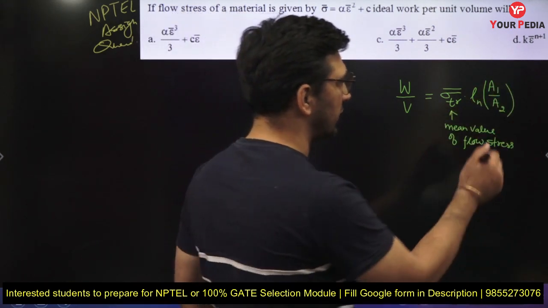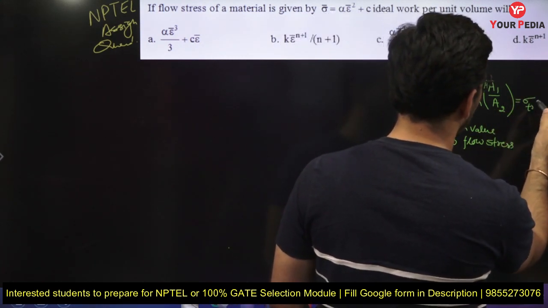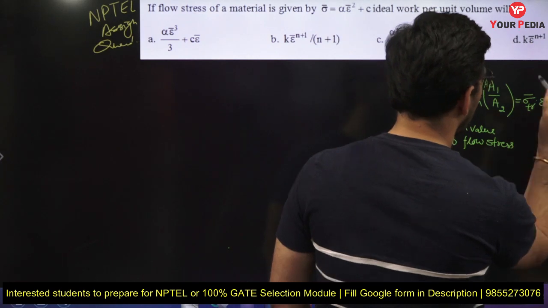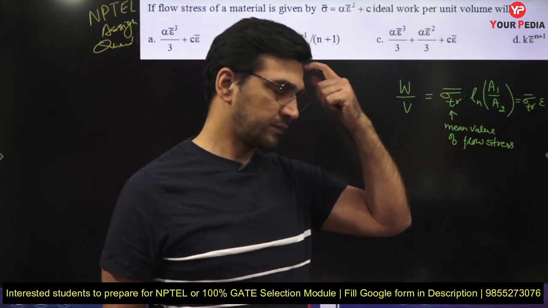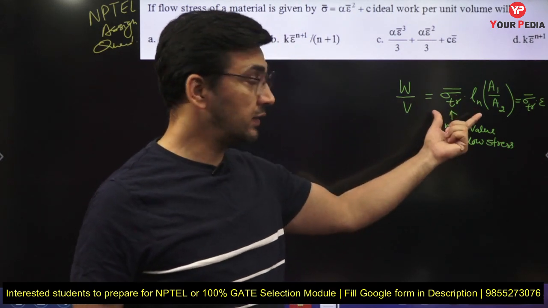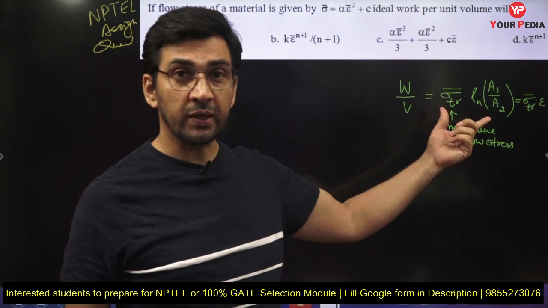Volume is going to remain constant. So if I want to write, I can also write it this way: sigma, the true value of stress, the mean value of flow stress, and epsilon. So this formula in any case you have to remember. Why do you need to remember?